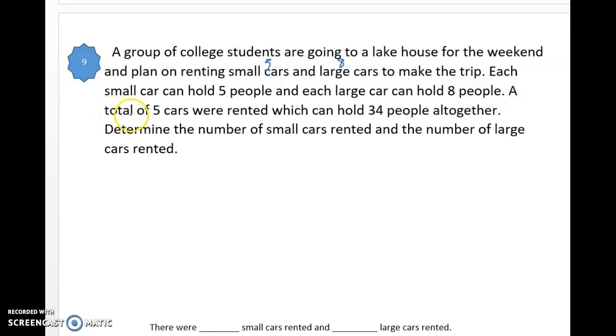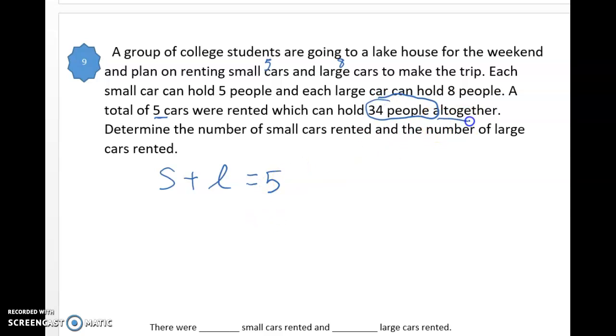Okay, a total of 5 cars were rented. So I know one of my equations is going to equal 5 because that's the total of cars. And then I think, okay, well, what kind of cars were rented? That's right, small and large cars were rented to get a total of 5 cars, which can hold 34 people all together.